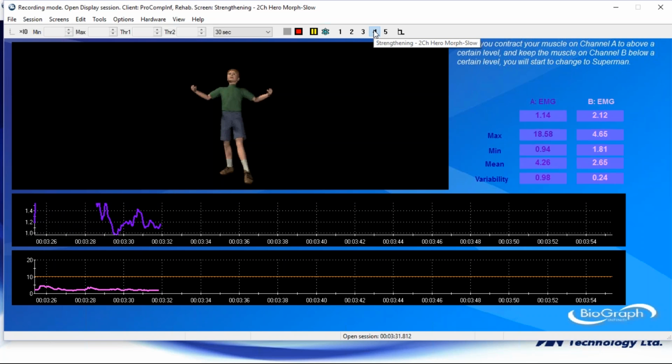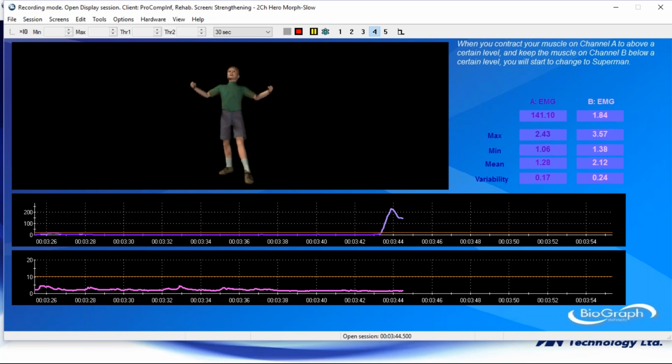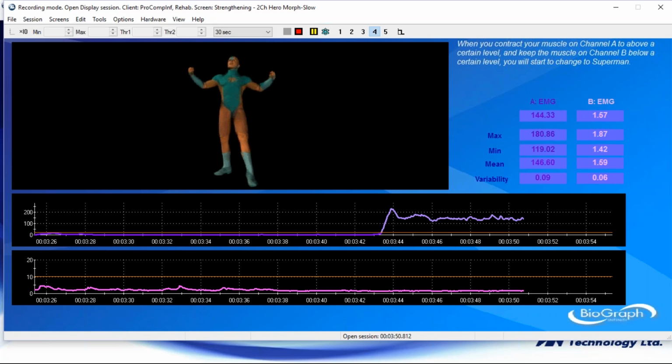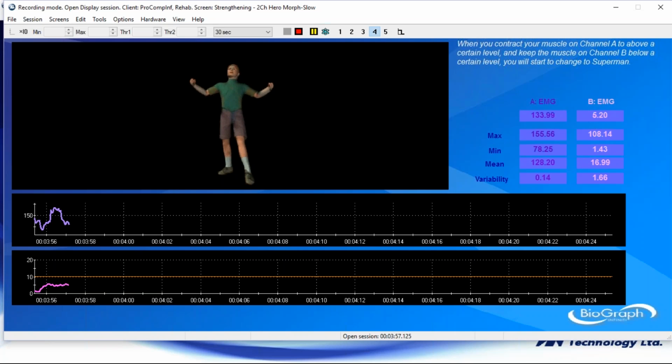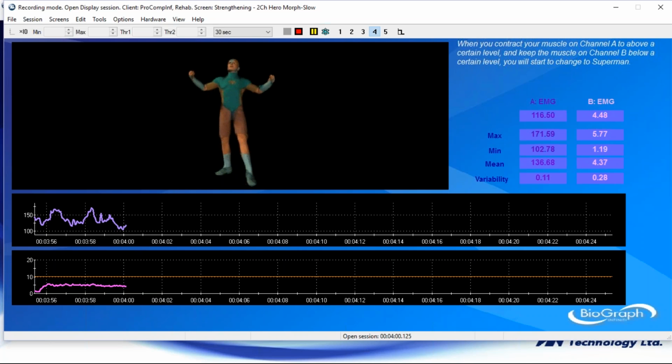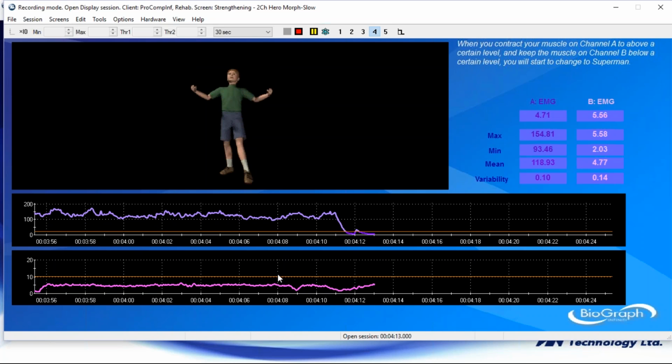So we had mentioned that we do have strengthening type activities. We have an orange threshold bar again here. If I'm above threshold on channel A and below threshold on channel B, I'm going to start to get my animation. And what this may be used for is an agonist-antagonist relationship. If I'm getting contraction on both sides, there's probably some restriction on movement. So we can work to get the guy to move while relaxing that alternate channel. And then you get to turn into Thought Technologies' version of Superman. And when you drop below threshold, it resets.